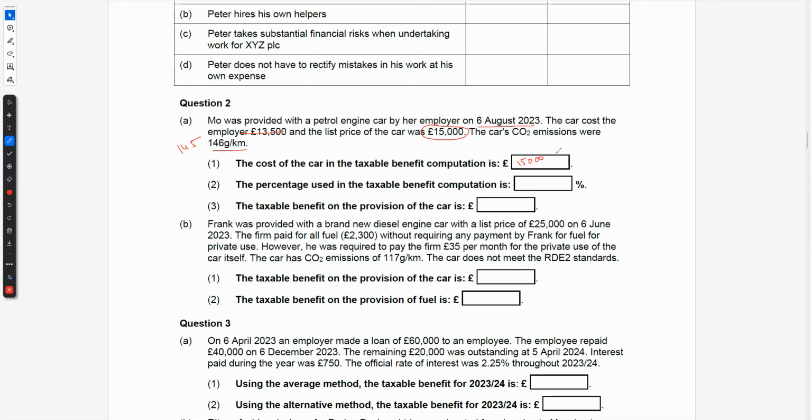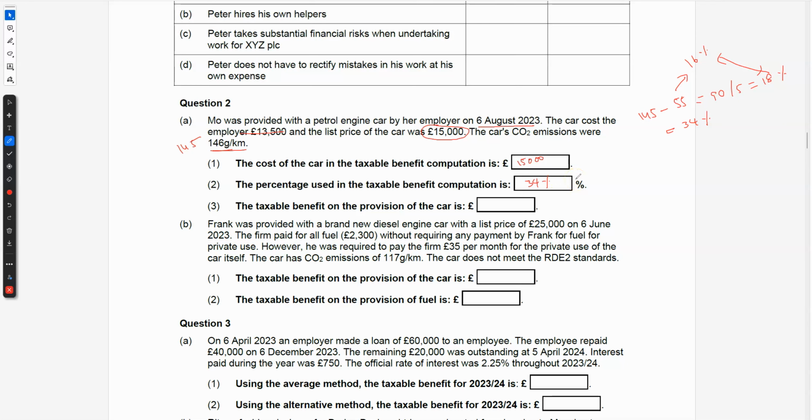The percentage used in the taxable benefit computation. What percentage are you going to use? So let's do that. We have 145 gram, 145 minus 55, because for the 55 we always take 16%. That's the basic. So 145 minus 55, this is 90 gram. And for every 5, 1% will be increased. So 90 divided by 5, and that will give us 18. So 18% plus 16%, that will give us 34%.